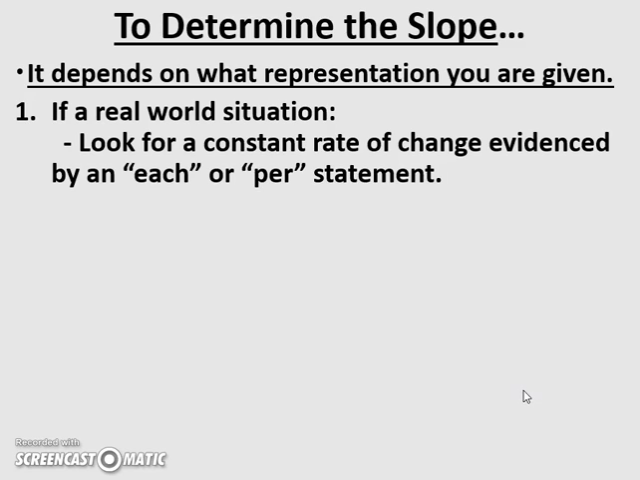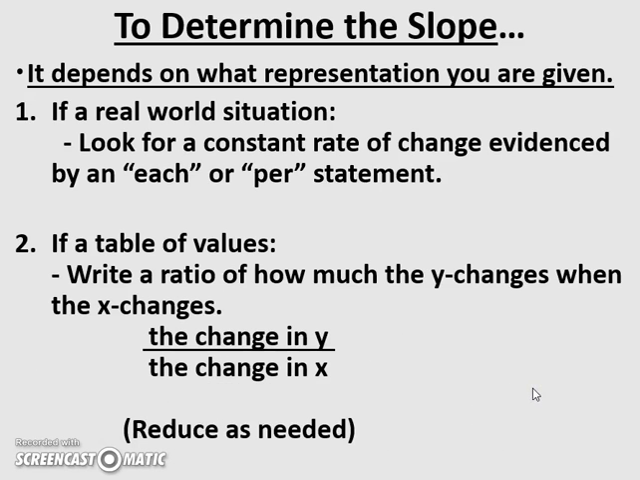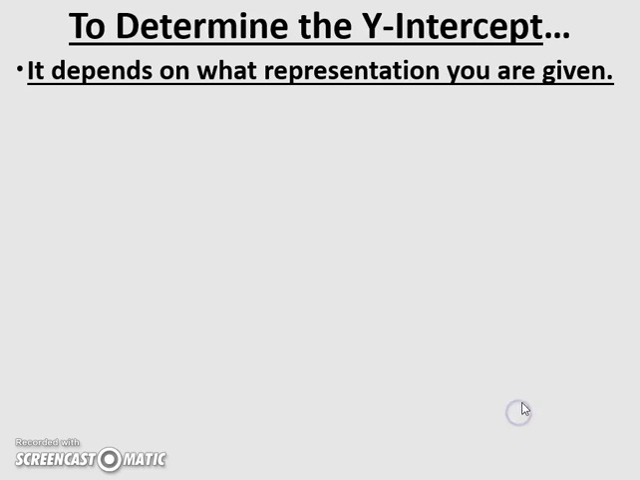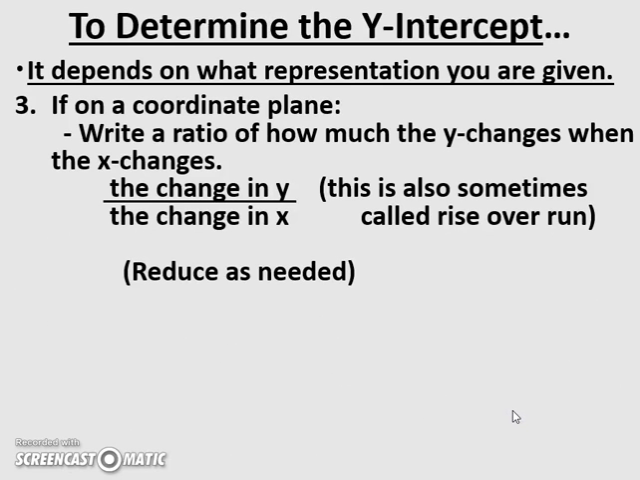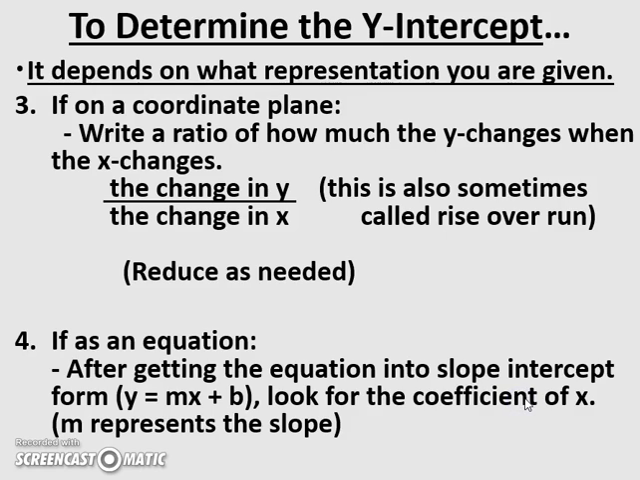If you're given a real-world situation, look for the constant rate of change evidenced by an each or per statement. If given a table of values, write a ratio of how much the y changes when the x changes. Reduce as needed. On a coordinate plane, write the ratio of how much the y changes when the x changes, similar to what you would do on a table. This is also sometimes referred to as rise over run, and again, reduce as needed.